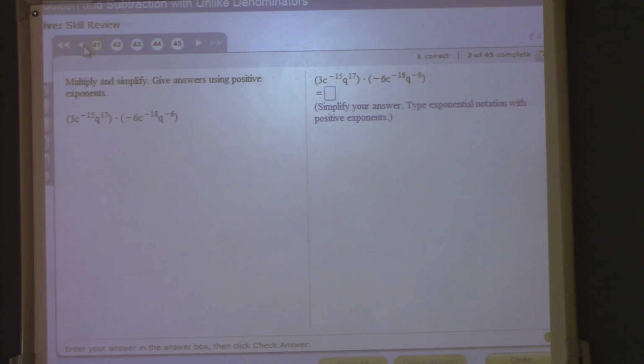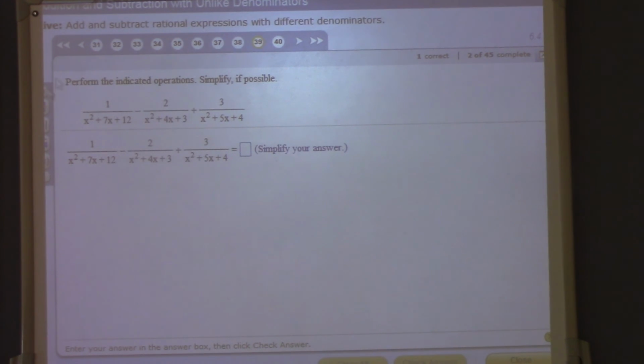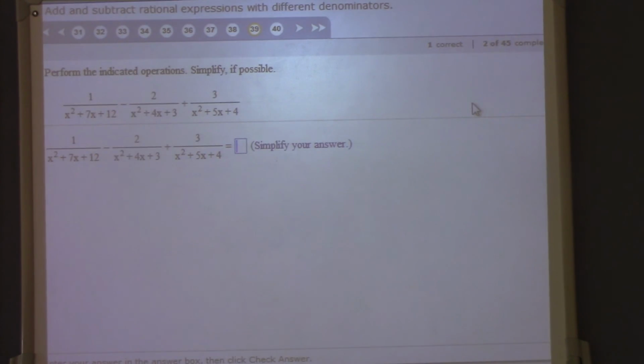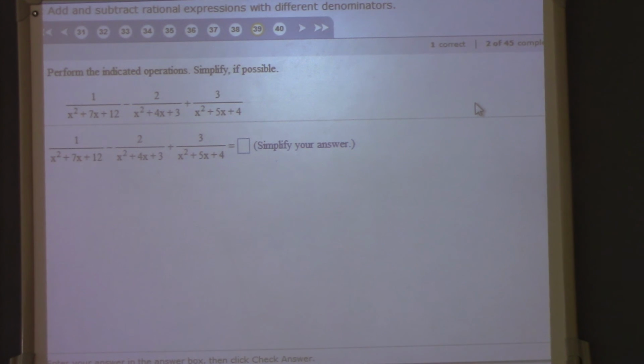All right, I'll do that last one. Let's do that one. And if you can do this one, you pretty much can do them.